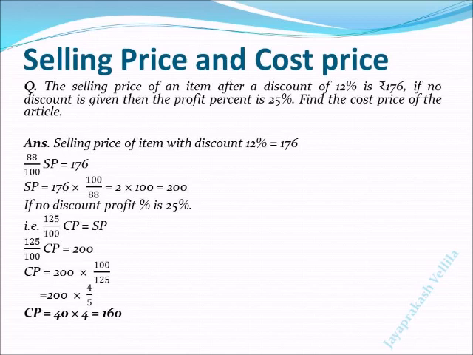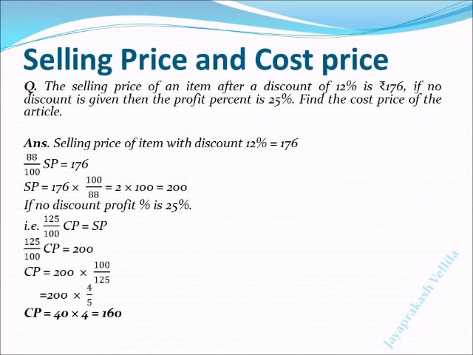Therefore, 176 into 100 by 88 equals 2 into 100. 88 into 2 is 176. 2 into 100 equals 200. So, 200 is the selling price of the article.